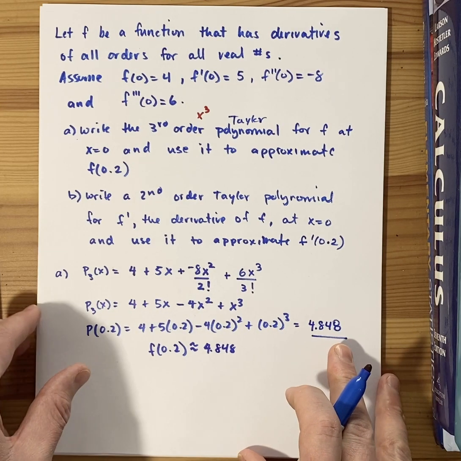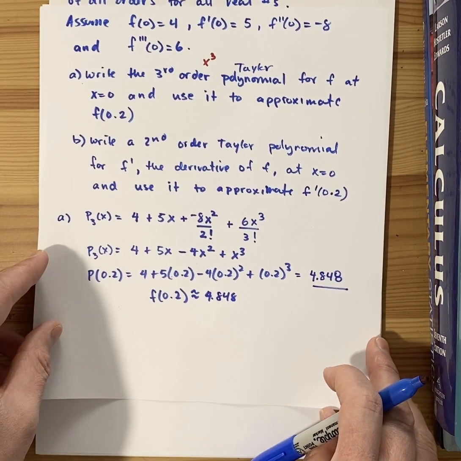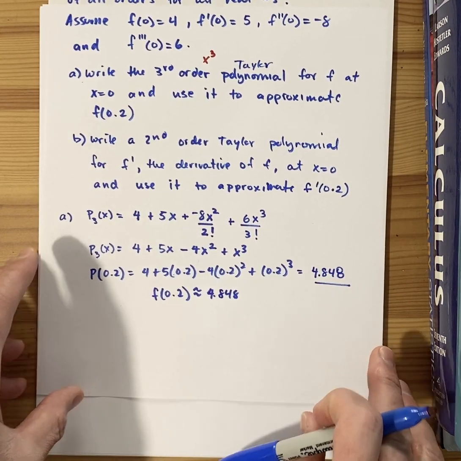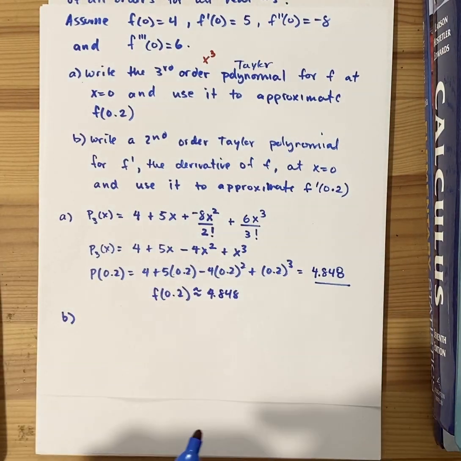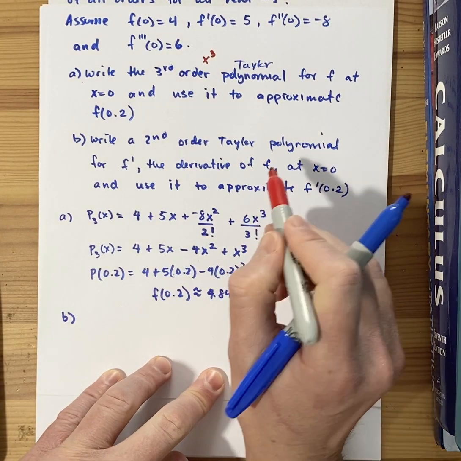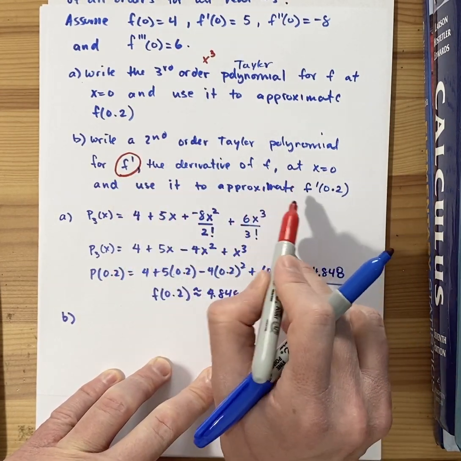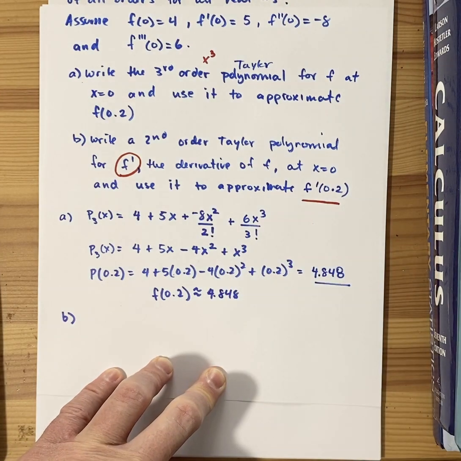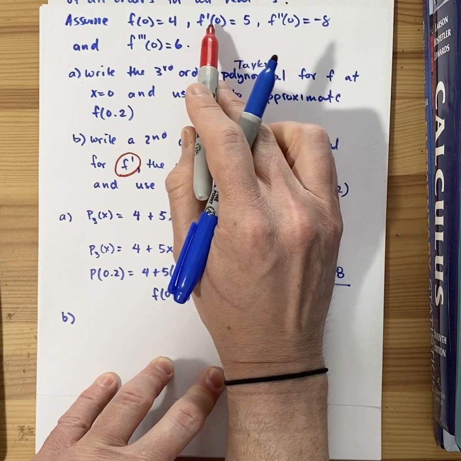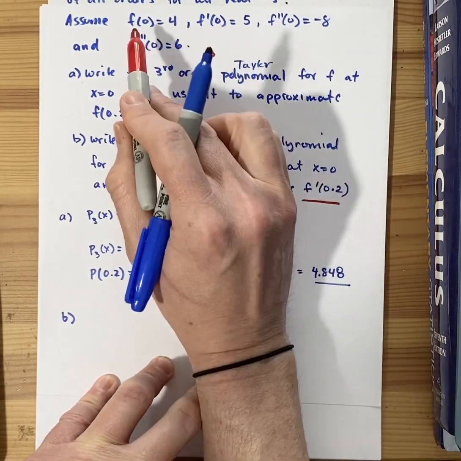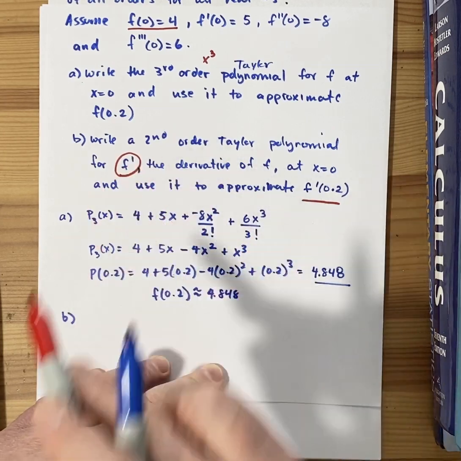Now for part B, we're not changing too many things, because we want to get the second order. Now it's a little bit different. Why is this different? The second order polynomial of the first derivative, and then we're going to approximate f prime of 0.2. So the things you need are the first derivative, second derivative, and third derivative. You don't need this anymore, because we're doing our approximation now for the derivative.